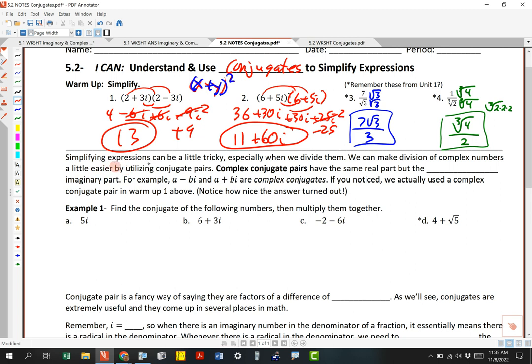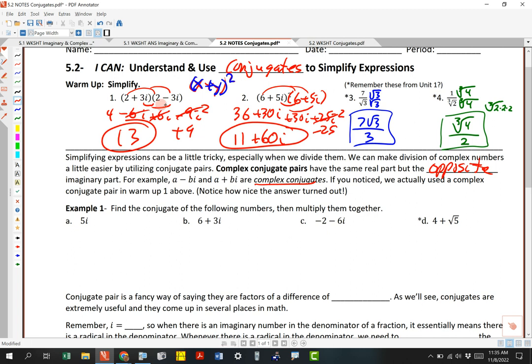Simplifying expressions can be a little bit tricky, especially when we're dividing, as we saw on those last couple of examples. We can make division of complex numbers a little bit easier by using something called a conjugate pair. Complex conjugate pairs have the same real part, but the opposite imaginary part. So if I've got a plus bi, the real part a stays the same, but we have the opposite imaginary part. So a minus bi and a plus bi are called complex conjugates.